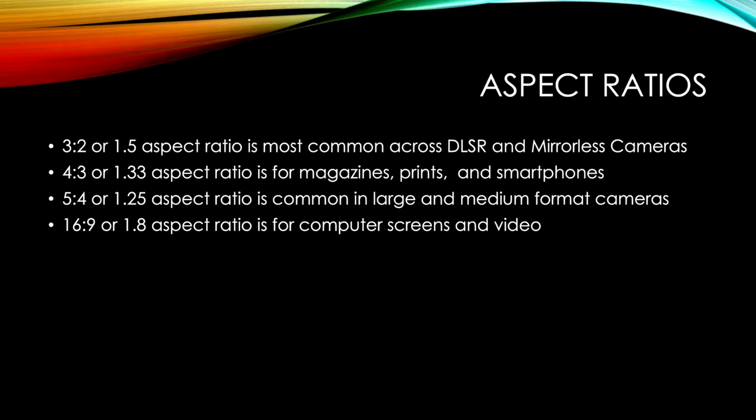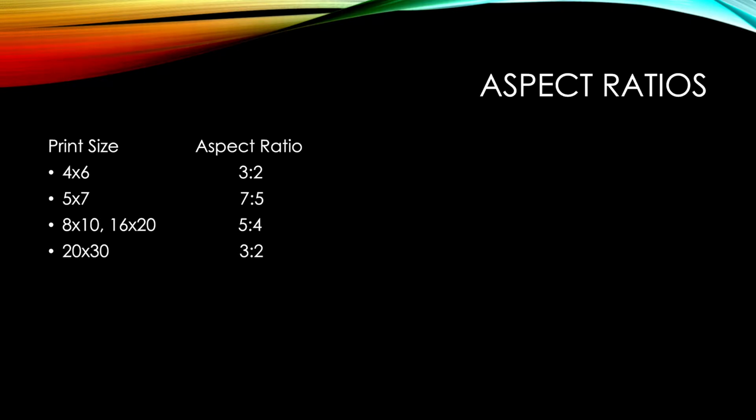16:9 or 1.8 aspect ratio, good for computer screens and video. So these are some of the common aspect ratios that you'll run into for printing and for some of your cameras and video. So here we have just a couple of print sizes and what their aspect ratio is. You can see that for the common print sizes, they all have different aspect ratios, and that is going to show up when you go to print.